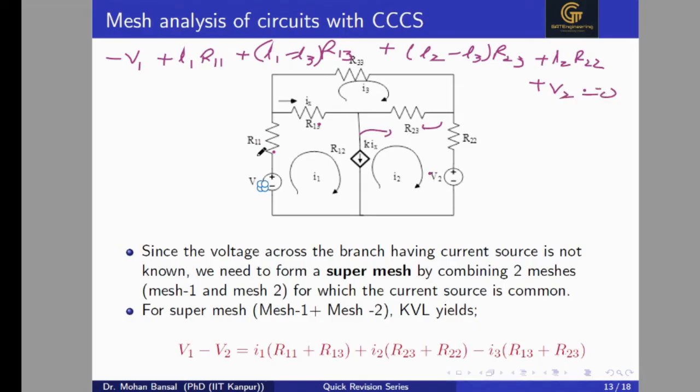If we simplify it and switch the side of the voltages, we can write V1 minus V2 is equal to I1 into (R11 plus R13), and so on. So we can write it in this way. So this is the one equation.